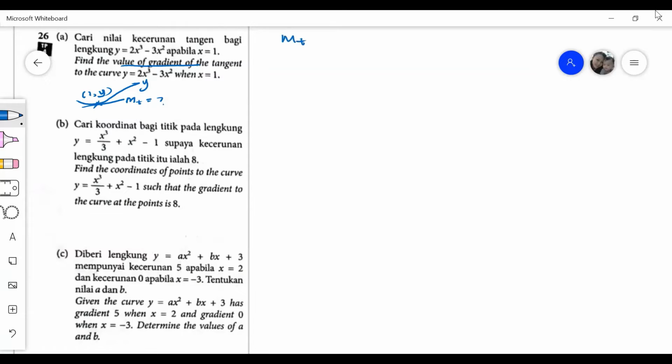So let's find the gradient function first, a general expression of the gradient, that is dy by dx. Okay, so dy by dx will be, bring down the power to the front, 3 times 2, 6x squared minus 6x. And when x equals 1, the gradient of the tangent will be 6 times 1 squared minus 6 times 1, that is 0. So for part A, the gradient of the tangent is 0.